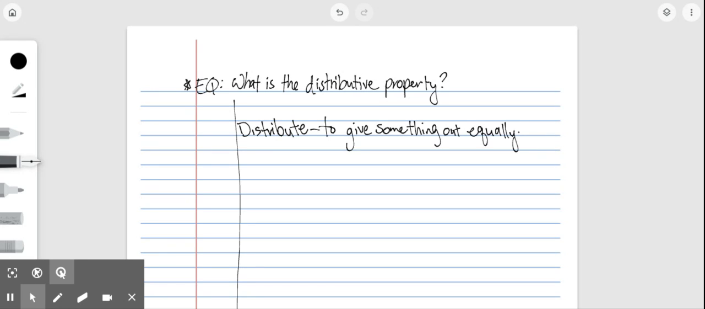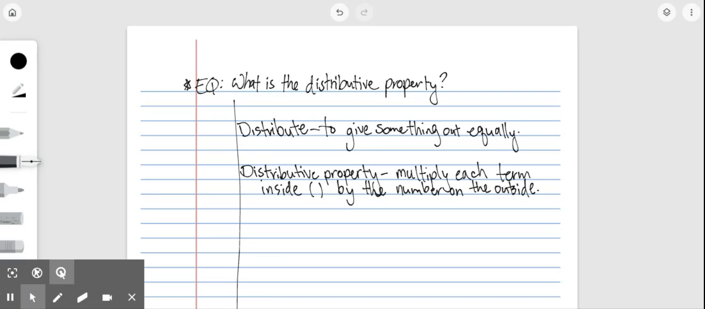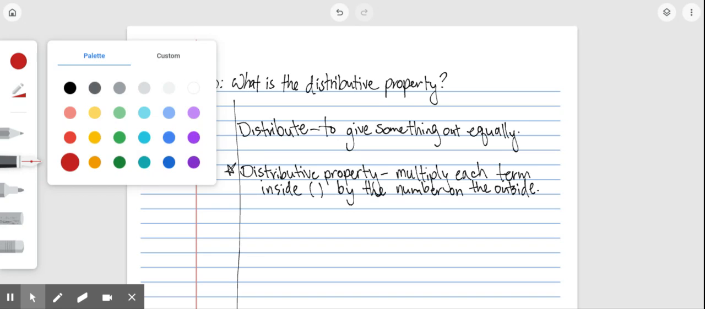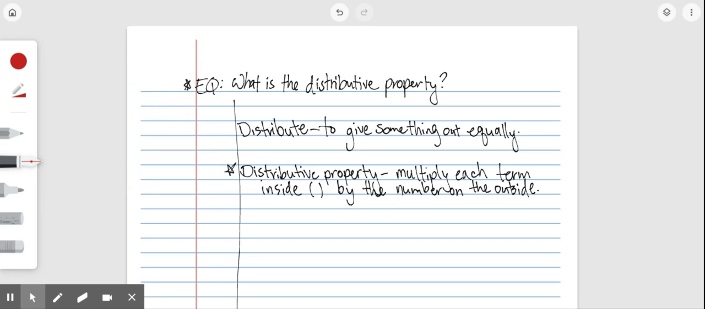So distributive property is where we take a number and we distribute it to each term inside a parenthesis. This is the textbook definition: distributive property is multiplying each term inside the parentheses by the number on the outside. Basically, the number on the outside of the parentheses tells you how many groups you have, and the numbers inside are like a sum or a difference.